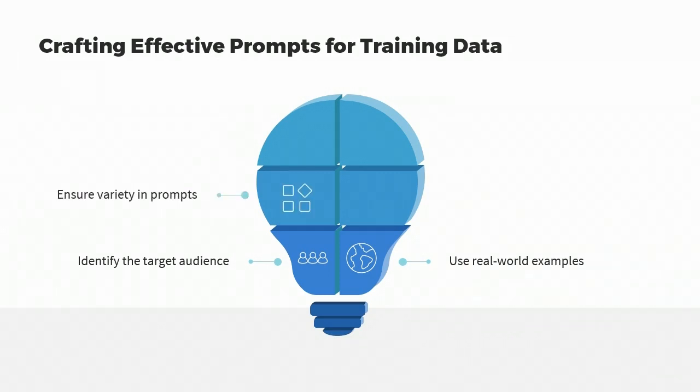Ensure variety in prompts. The prompts used in training should cover a wide range of topics and situations to ensure that the model learns to handle different types of inputs. This variety will help the model learn patterns and relationships that are relevant to generating accurate responses. Avoid biased or leading prompts. Biased or leading prompts can result in inaccurate or inappropriate responses.